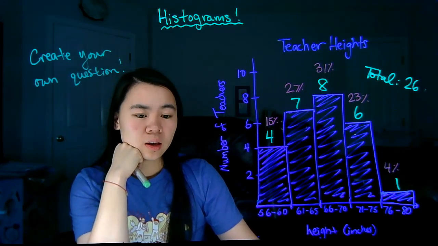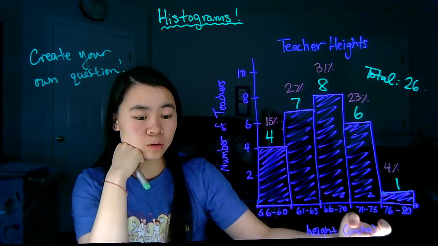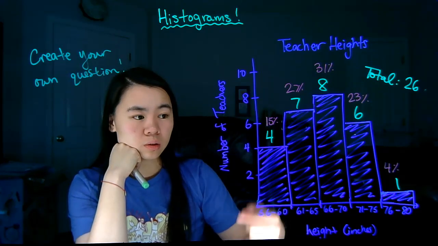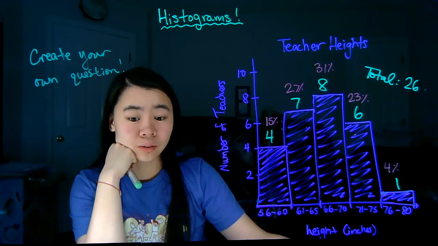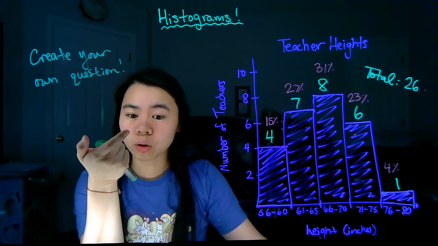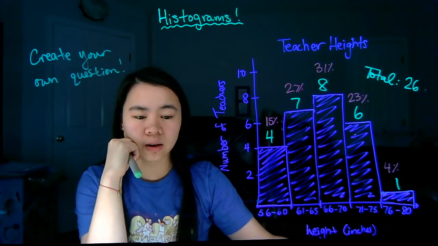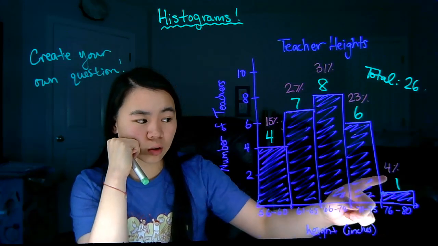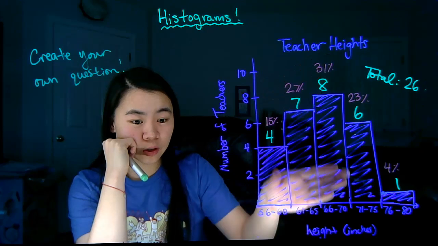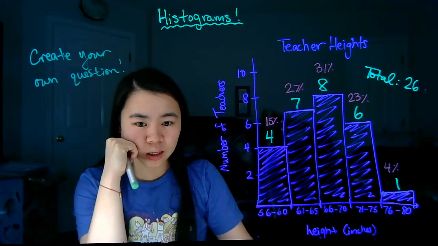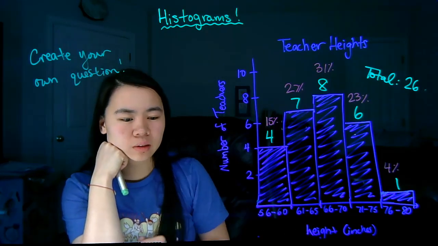You can say, how many teachers are shorter than 76 inches? Shorter? That's all these bars. 4 plus 7 plus 8 plus 6. 25. What percent of teachers are shorter than 76 inches? If this is, remember, the whole thing is 100%. This guy's 4. So that means these first 4 bars are 96% of teachers. Okay, so you can ask so many questions about this.